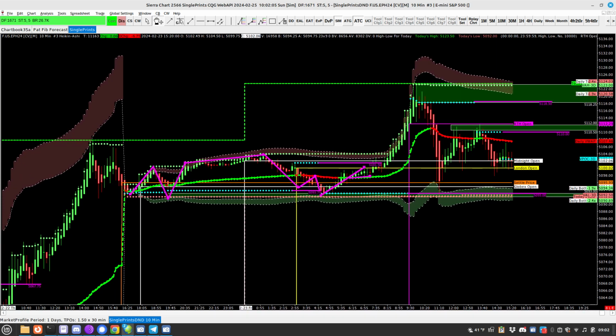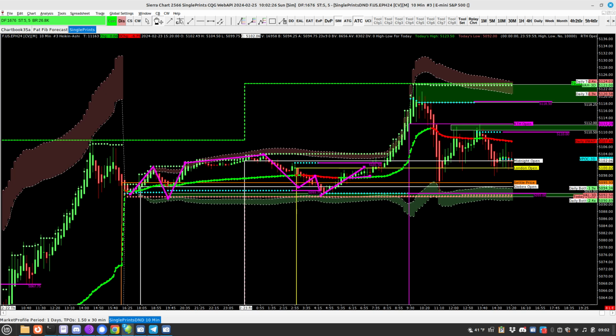Came back up. What do you have? You could have sold it as your one and done. You could have sold up here, right? Popped up. You got a value area high. Popped up. Boom. Sold it. Where are we going? We're going right back down to this guy. Right back to it. Okay. So right back to the support zone.